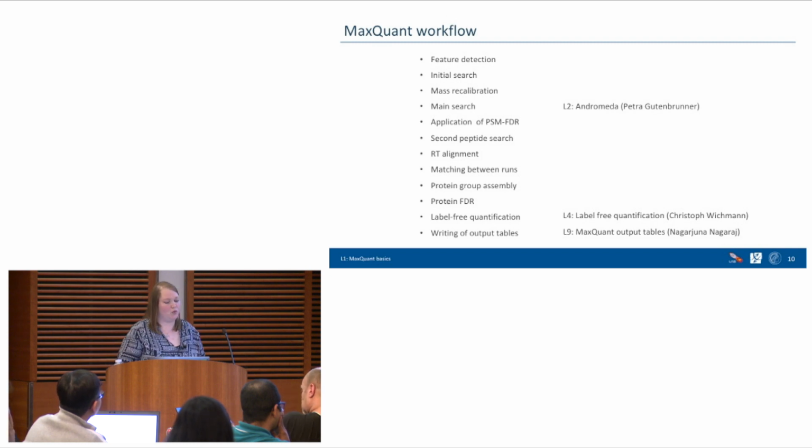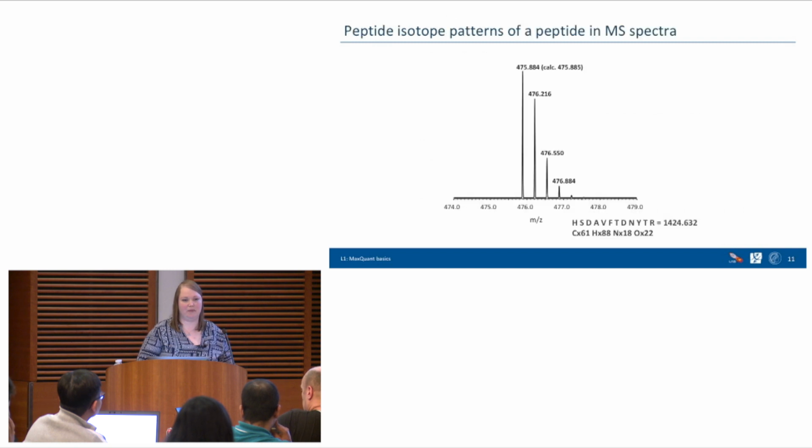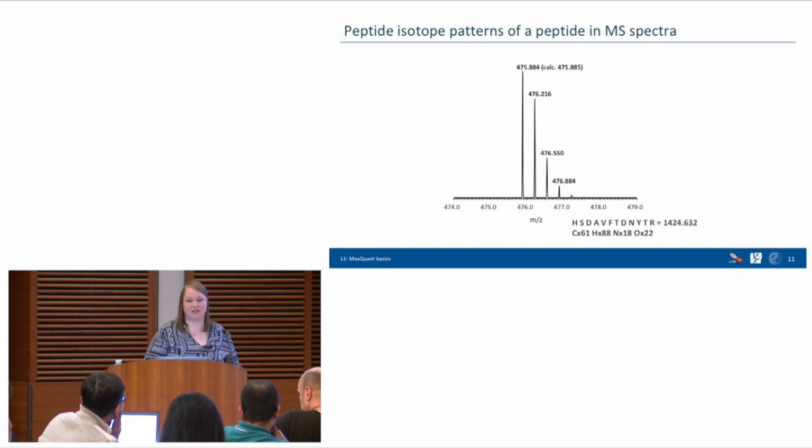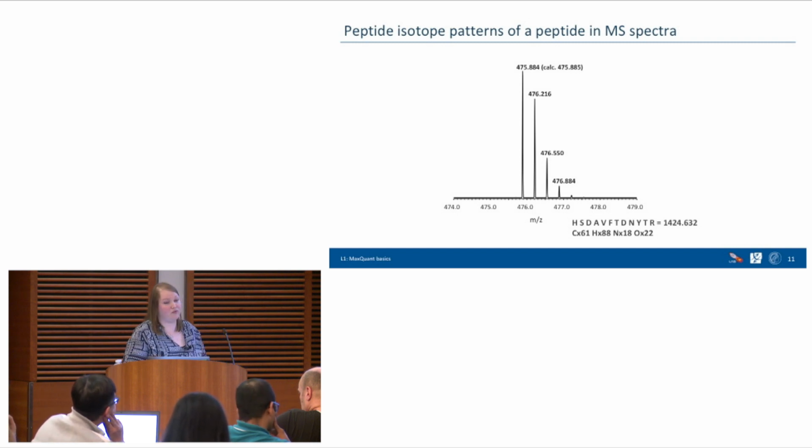So here we can see, based on the MS1 level, a peptide. When we have the mass of a peptide, we would think, okay, there is only just one peak for a mass. But this is not the case. Here we have, for one peptide, 5 peaks. And why do we have them? This is because we have naturally occurring isotopes.